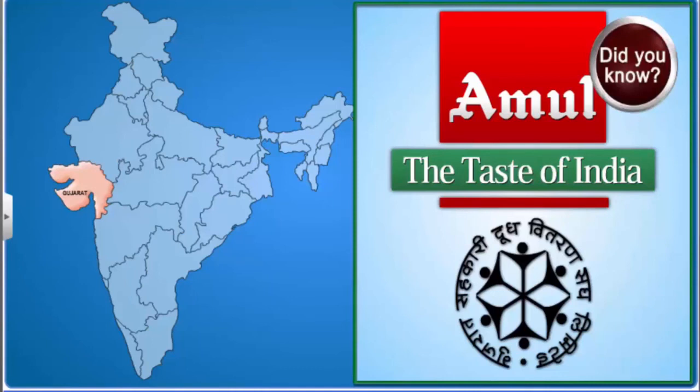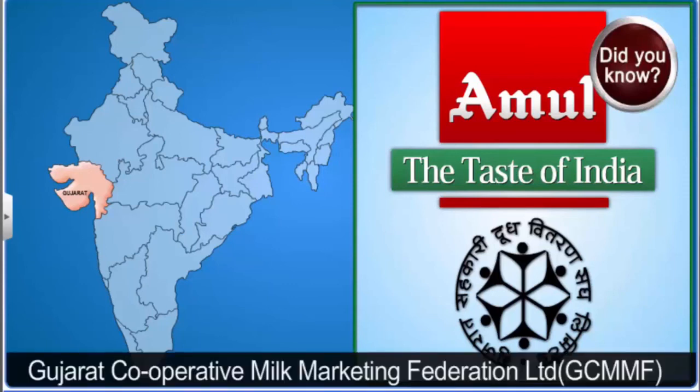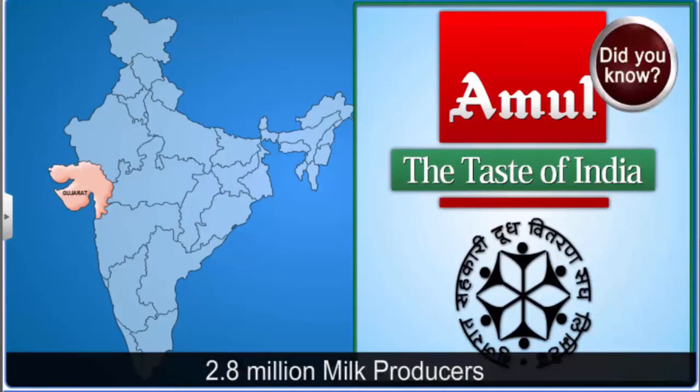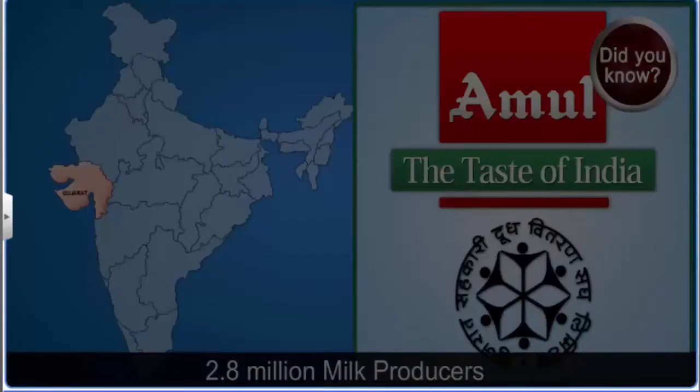Today, Amul is managed by the Gujarat Cooperative Milk Marketing Federation Limited or GCMMF that has around 2.8 million milk producers as its members. Amul gave a tremendous boost to milk production, leading to the White Revolution in India.